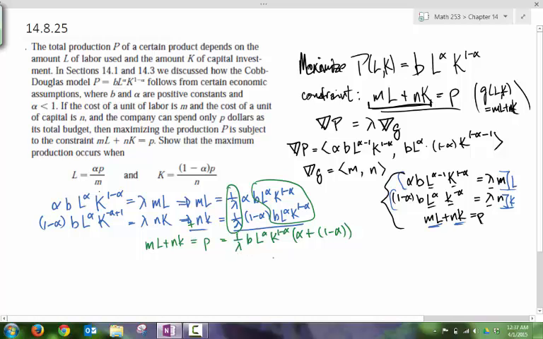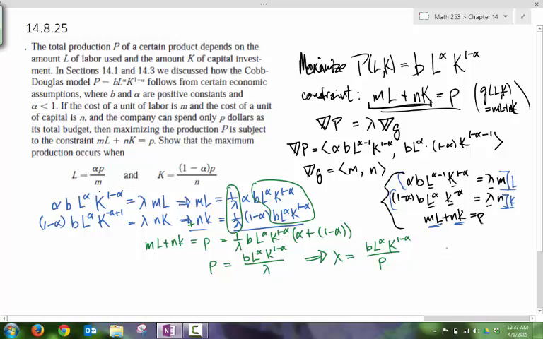So eventually we'll have p equals b L to the alpha k raised to the 1 minus alpha divided by lambda. So we might be interested in solving for lambda here. We do want to solve for L and K, but I think at this point let's first solve for lambda, and then we'll use that information to solve for L and K. So we got lambda is equal to b L to the alpha k to the 1 minus alpha divided by p.